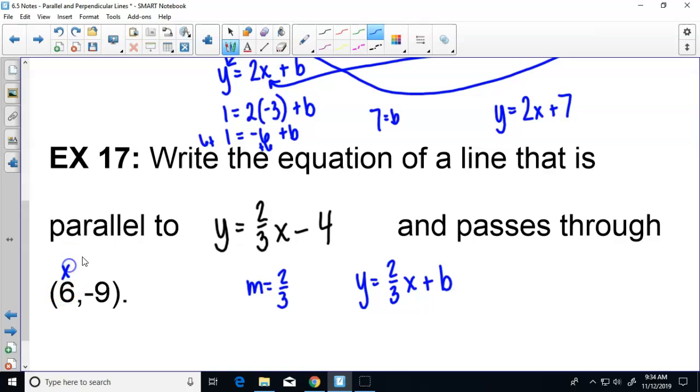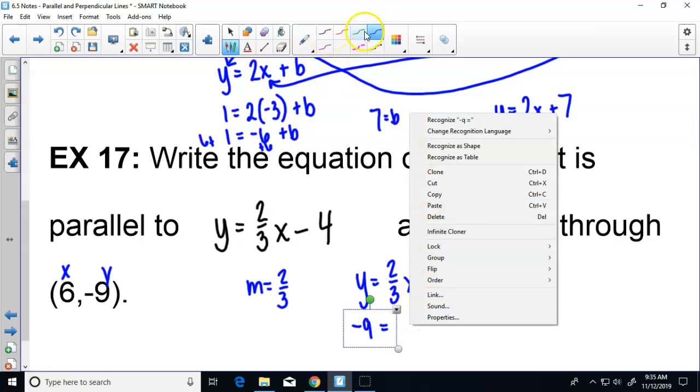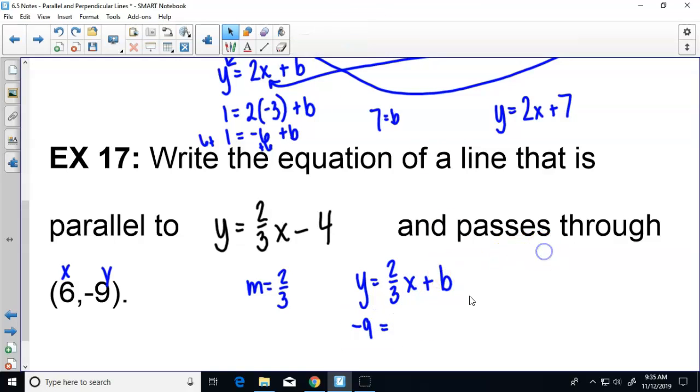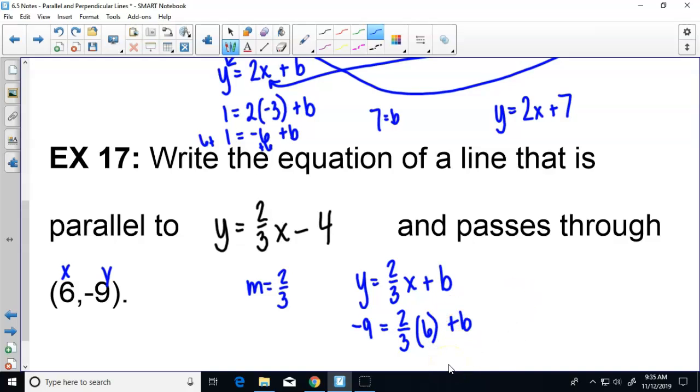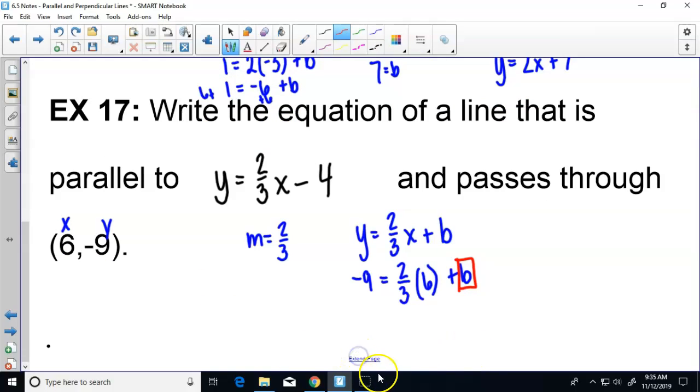So, this is an x-coordinate. This is a y-coordinate. Okay? So, we're going to put 6 and negative 9 into this equation. So, for the y, we're going to write negative 9 equals 2/3. For the x, what do we put, Adam? 6. And plus b, because that's what we're trying to find. We need our y-intercept, right? So this plus b, that b right there, that's what we're trying to solve for. Okay? So, don't have a panic attack.